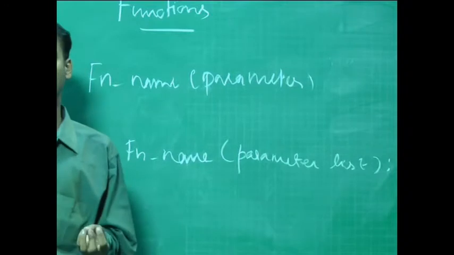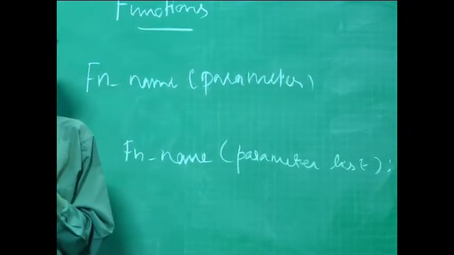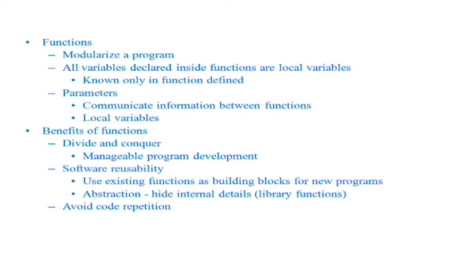What is the benefit of having a function? Here you can make use of divide and conquer, which manages program development. As I say, it is breaking into pieces. It can also be said that this software can be reused at any point in time. What is reusability? It is the use of existing functions as building blocks for new programs. And at last, it also achieves a level of abstraction, which usually means hiding of internal details. So these are the benefits that I get out of a function.